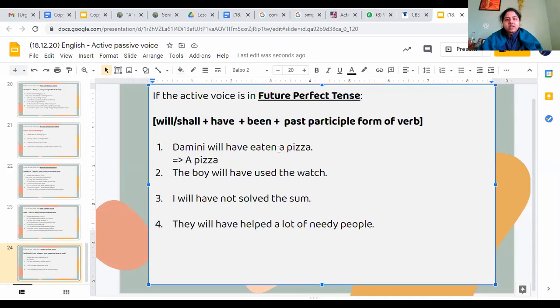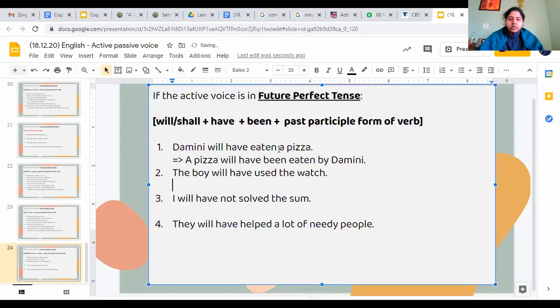So a pizza, will या shall में से will हो जाएगा. So shall we use when we are using plural pronoun, like we use होता है तब use करेंगे, or some plural noun, or if we are using I, उस time पे we can use shall. Otherwise will लगेगा. ठीक है? So a pizza will have been then eaten, third form, eaten by Damini.